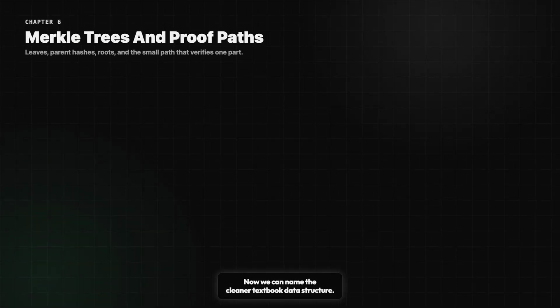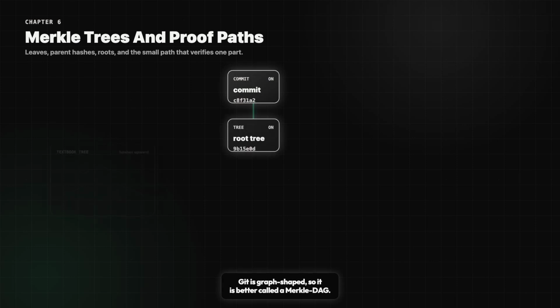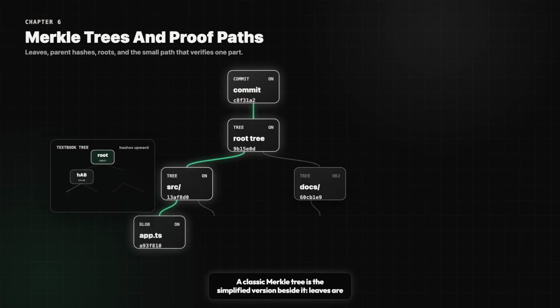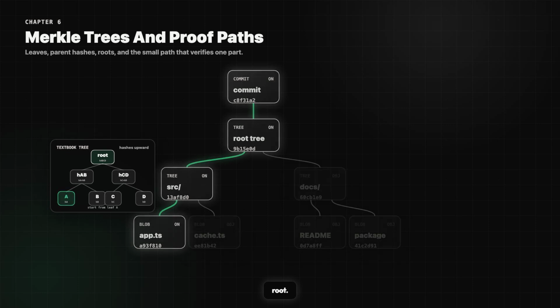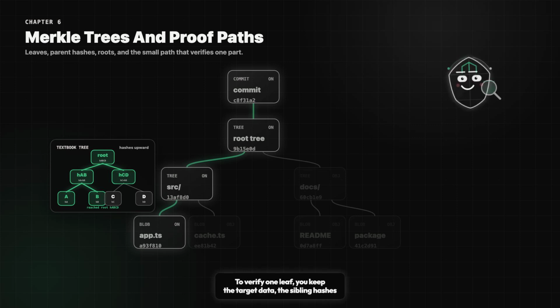Now we can name the cleaner textbook data structure. Git is graph-shaped, so it is better called a Merkle DAG. A classic Merkle tree is a simplified version beside it. Leaves are hashes of the actual data chunks, parent nodes are hashes of their child hashes, and one compact value at the top is the Merkle root. Change one leaf and the hashes on its path to the root change. That root is useful because it commits to the whole tree. A Merkle proof uses the same structure in reverse. To verify one leaf, you keep the target data, the sibling hashes along the path, and the direction or order of each step. Recompute upward. If you reach the published root, that leaf is consistent with that tree.